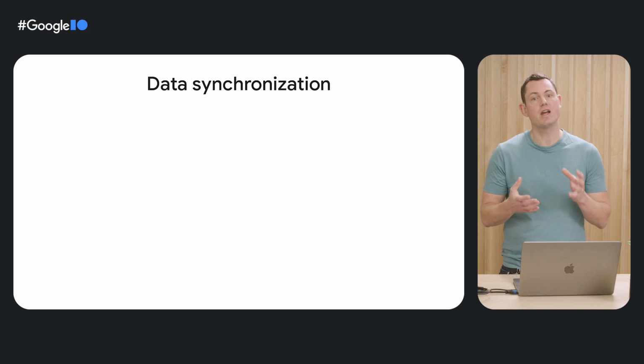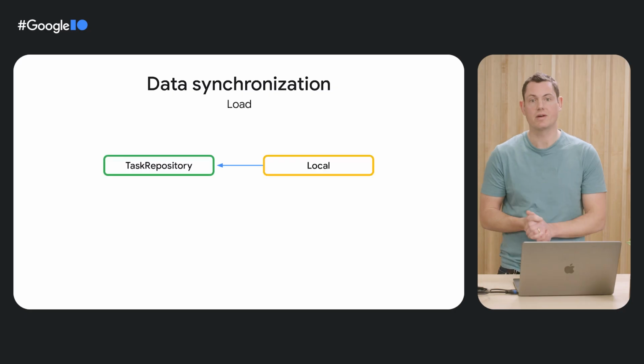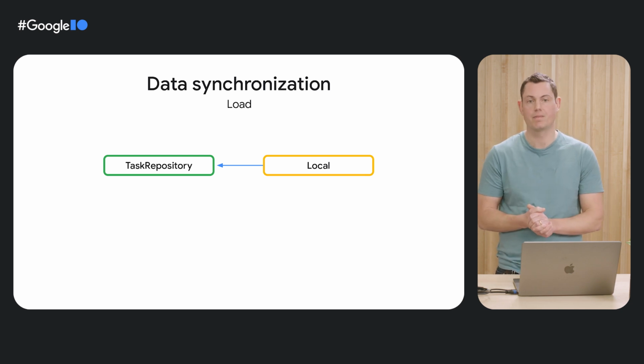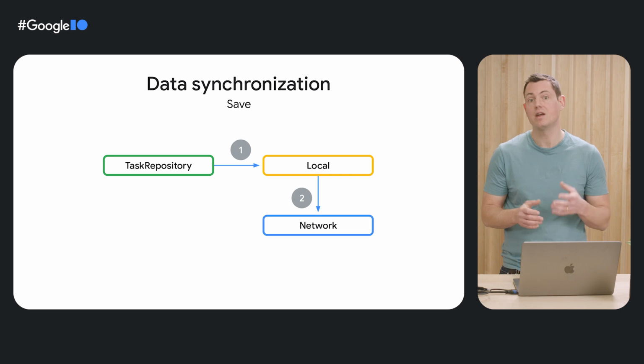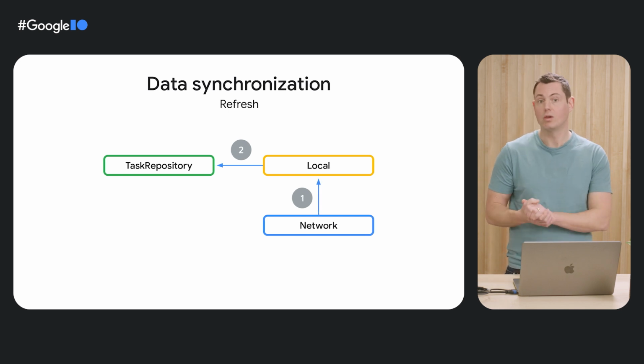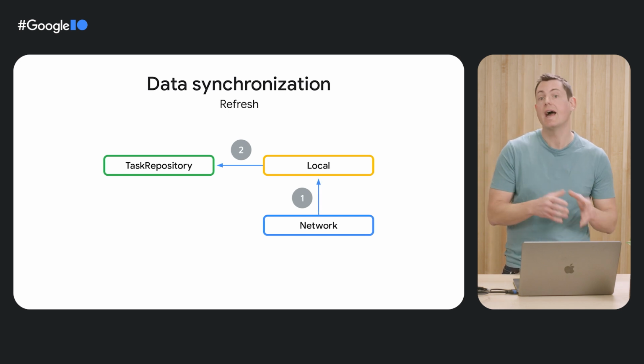The final step in creating the repository is to implement a data synchronization strategy. Our repository should perform 3 types of operation. Firstly, loading data. This is done from the local data source only, no network interaction. Next, when saving data, it should be written to the local data source first, then to the network. And finally, a refresh operation will load all the information from the network and overwrite the local data source.